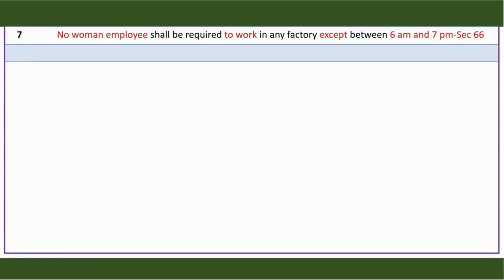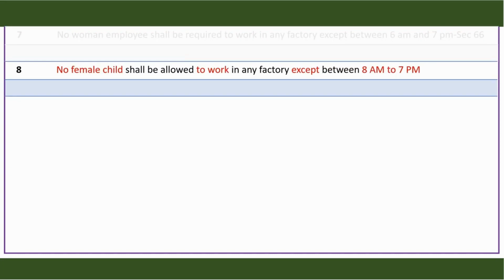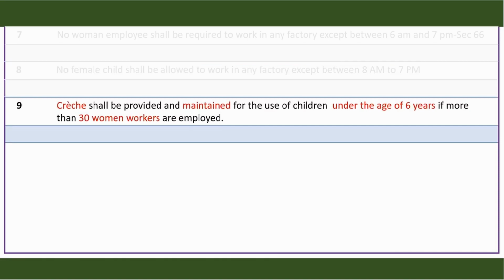Women are to be employed only between morning 6 o'clock till 7 o'clock in the evening as per section 66. Female child aged 14 and above is allowed to work between 8 a.m. and 7 p.m. Creche to be maintained for usage of children under the age of 6 years where their mothers are working, and the number of women should be more than 30.